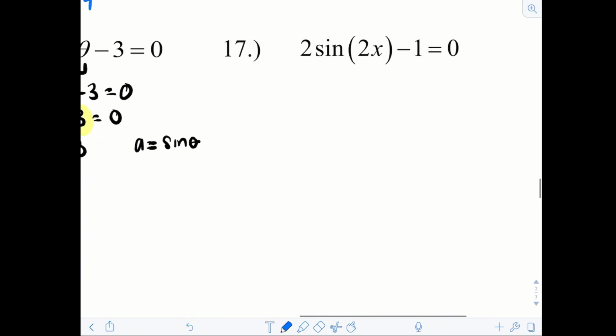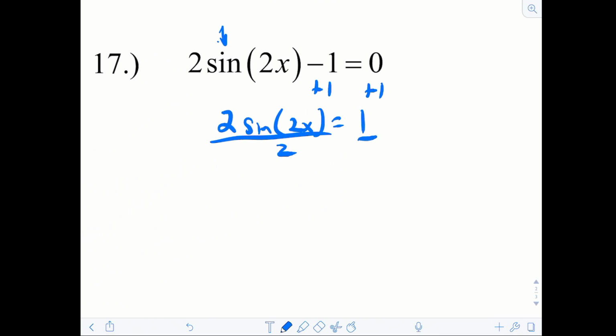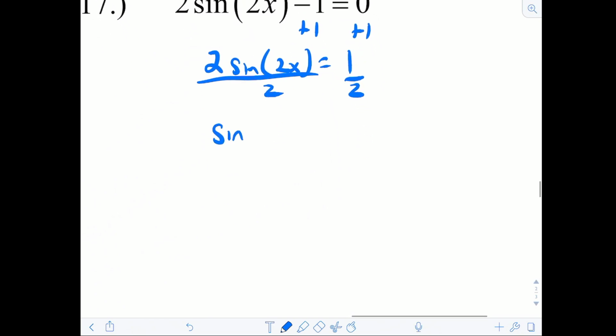Moving on to the next one. Now this one's a little bit different. Now I don't need to convert this because this is the only trigonometric function here. So I'm actually going to solve it out as I normally would just any other type of equation. So I'm going to get 2 sine of 2x is equal to 1, divide everything by 2, and I end up getting sine of 2x is equal to 1/2.